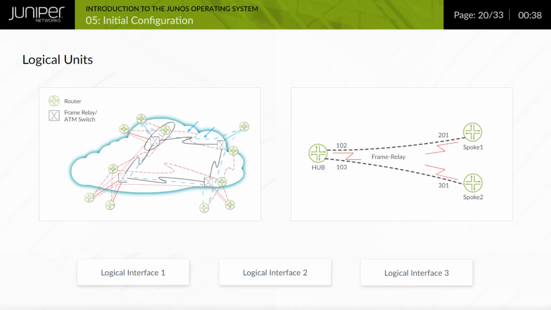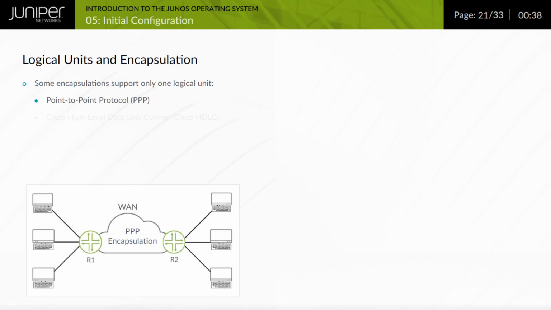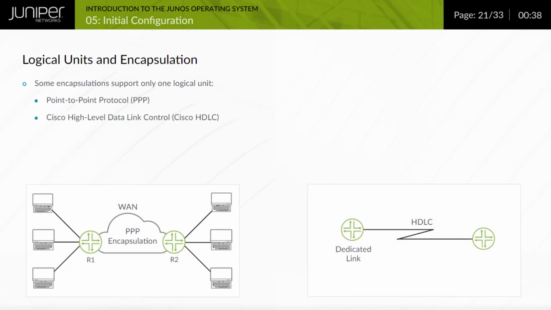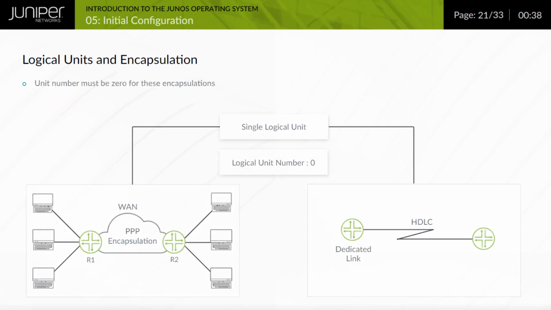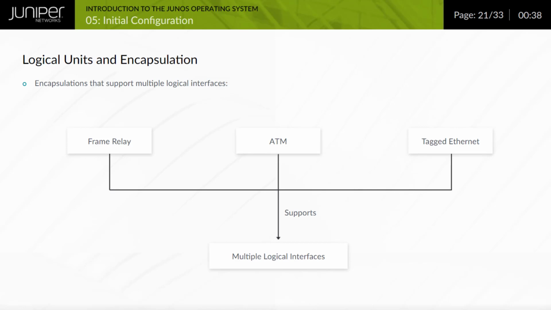Creating multiple logical interfaces is useful in environments where multiple virtual circuits or data link layer connections are associated with a single physical interface, such as in ATM and Frame Relay networks. Some encapsulations, such as the Point-to-Point Protocol, or PPP, and the Cisco High-Level Data Link Control, or Cisco HDLC protocol, support only a single logical interface, and its logical unit number must be 0. Other encapsulations, such as Frame Relay, ATM, and Tagged Ethernet, support multiple logical interfaces, which enables you to configure one or more logical unit numbers.